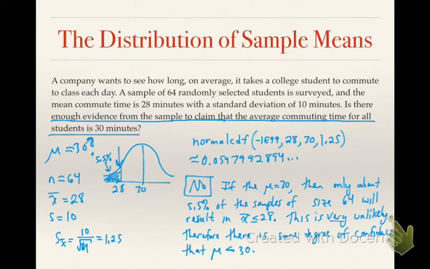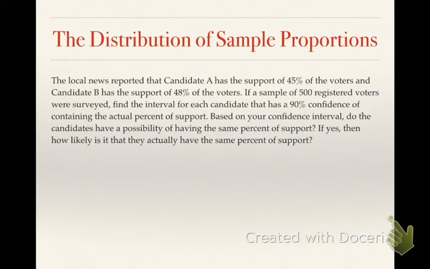Let's move on to a proportions problem. So again, pause the video now, read this problem, and then we'll work on it together. Okay, candidate A and candidate B are very close to each other, and we want to find a confidence interval, in this case an interval for each candidate that has a 90% confidence to contain the actual percent of support.